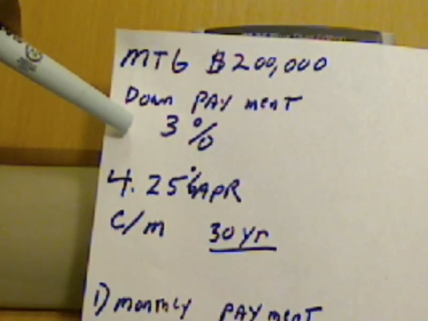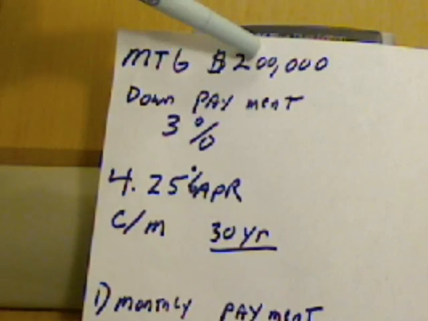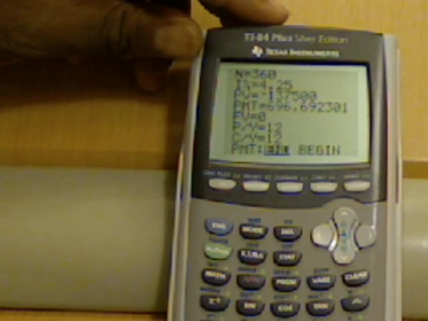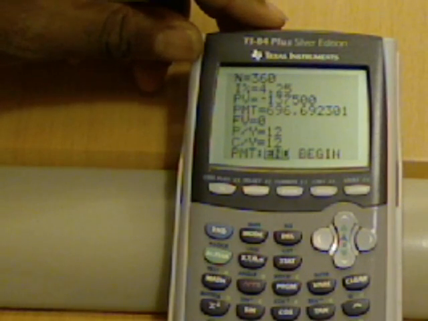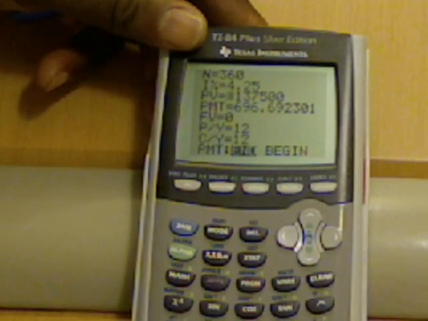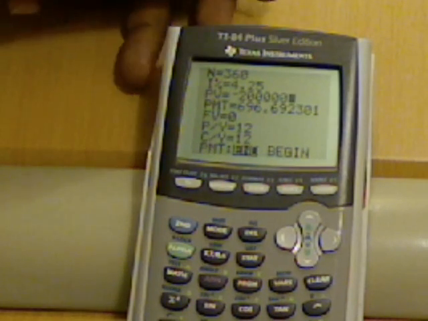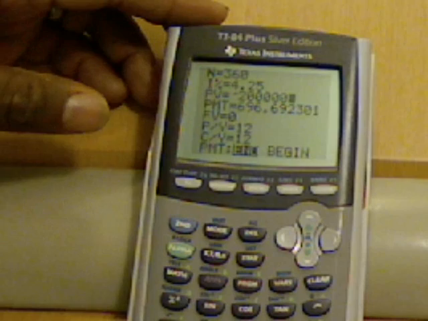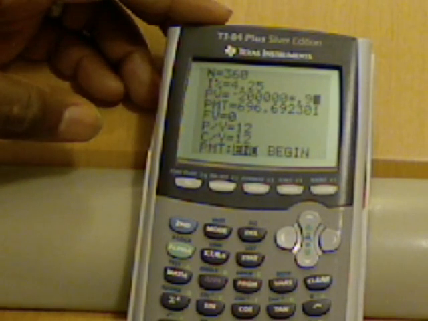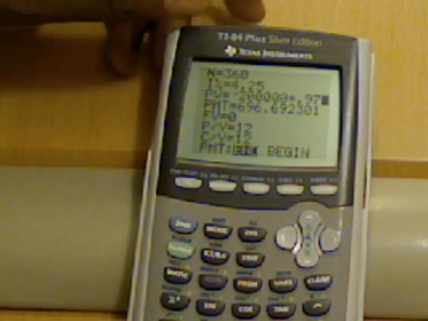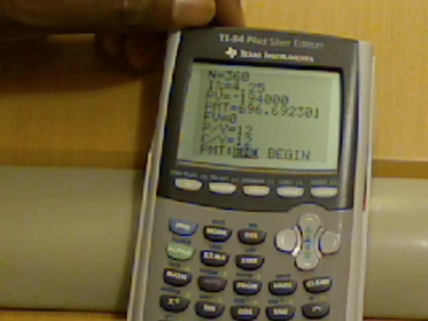If we put 3% down, that means we're going to pay the other 97%. So our present value is going to be negative. Now, when I'm using negative, I'm using this negative button right here, not the subtraction sign. Negative 200,000, but I'm putting 3% down, so I'm taking 97%, so I'm going to multiply it by 0.97. Multiplying by 0.97 will give me 97% of 200,000, which is 194,000.